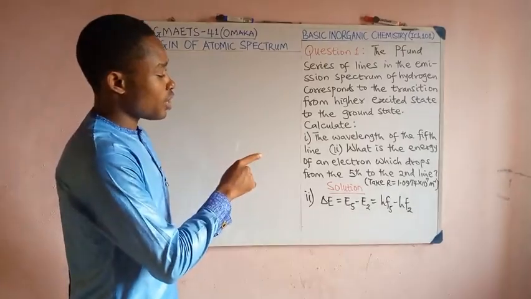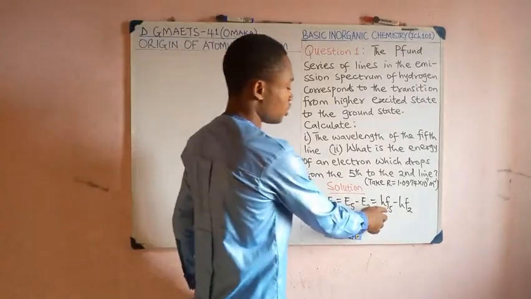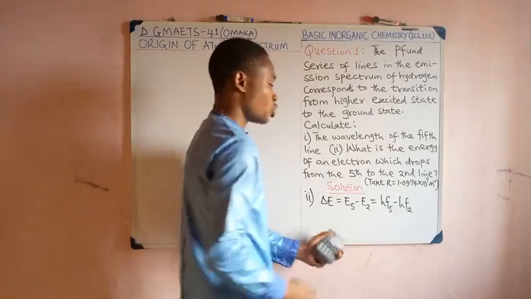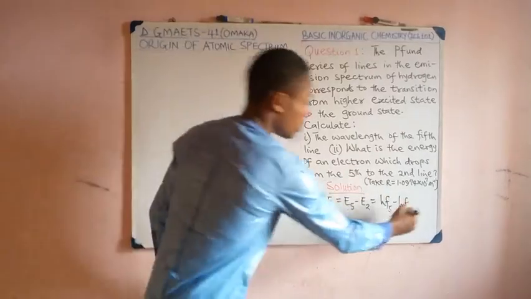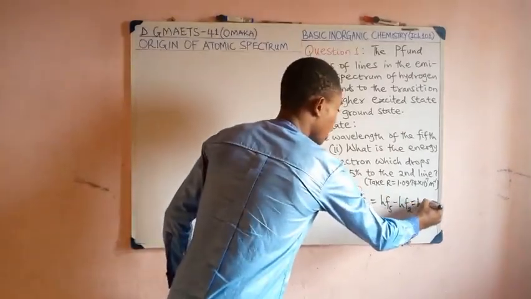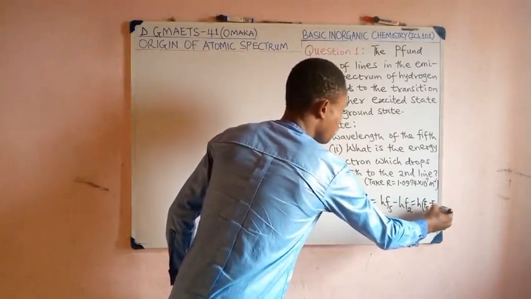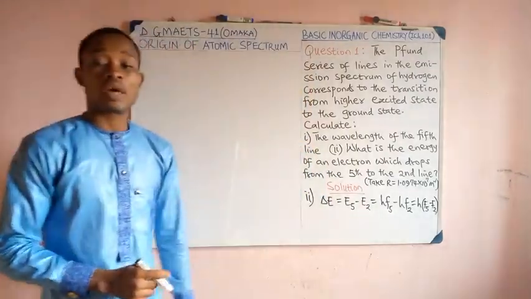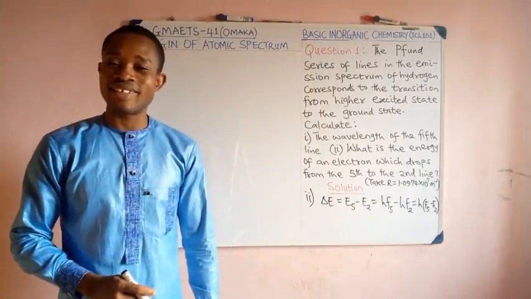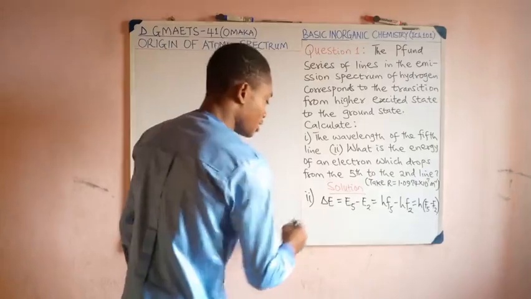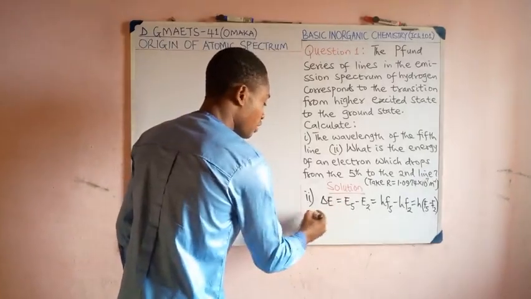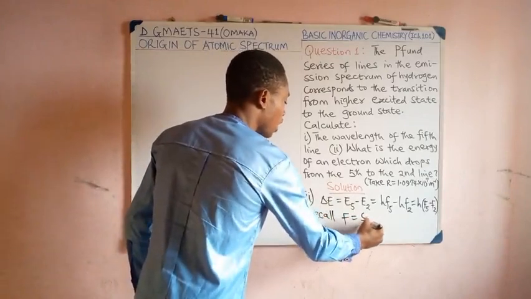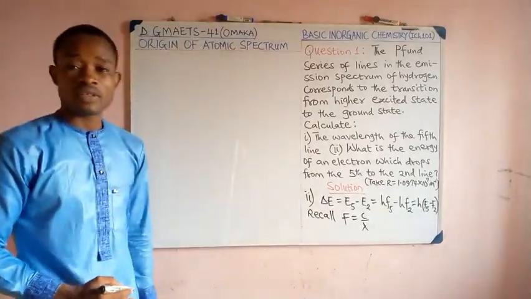For this question now, it's expected that we should know the value of f5. We should also know the value of f2. And of course, we can still write this equation as h, open bracket, f5 minus f2, by factorizing the h. So let us go and determine the frequency of the 5th line and the frequency of the 2nd line. And what will help us to do that? So for the frequency of the 5th line, we want to recall that frequency is equal to speed of light divided by the wavelength.